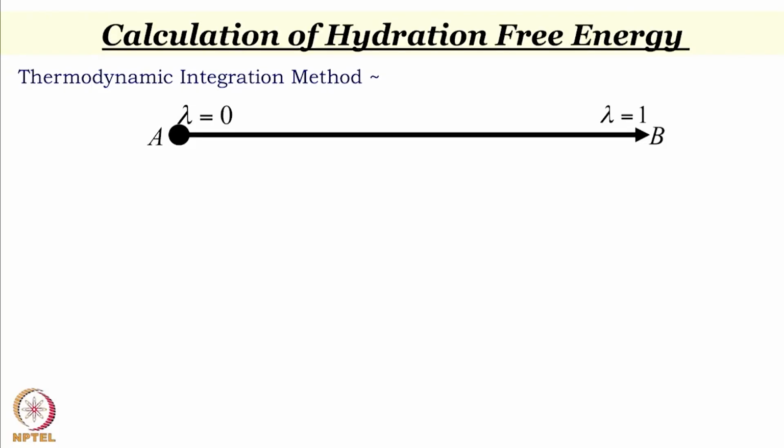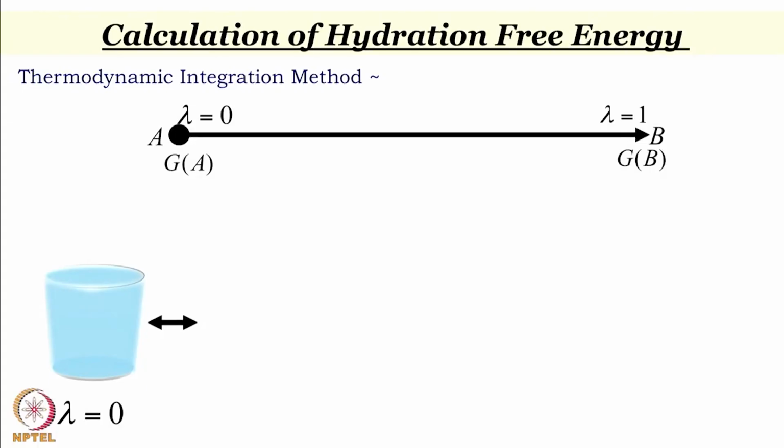So, when lambda equal to 0, that cavity does not interact with the rest of the medium. Now, slowly when lambda goes from 0 to 1, the interaction is completely established. For example, suppose I have a methane molecule, we know that there are 5 sites in it, 1 carbon and 4 hydrogens. So, when they do not interact with the solvent, that is lambda equal to 0, and if I suddenly put lambda equal to 1, there will be a lot of repulsion and the system will not like it very much.